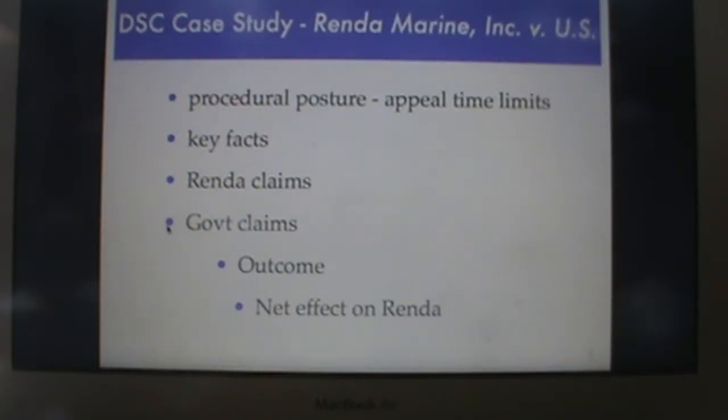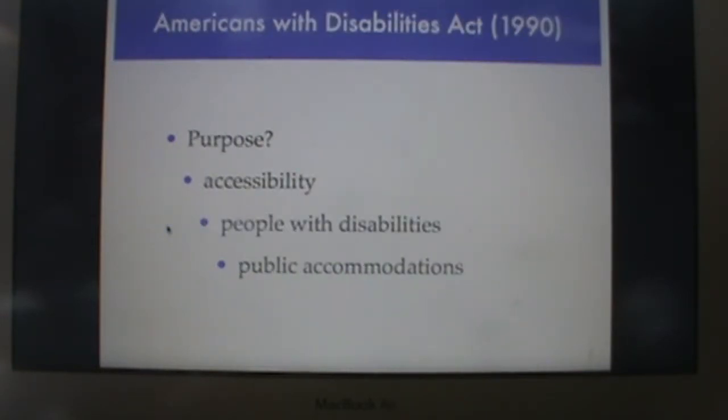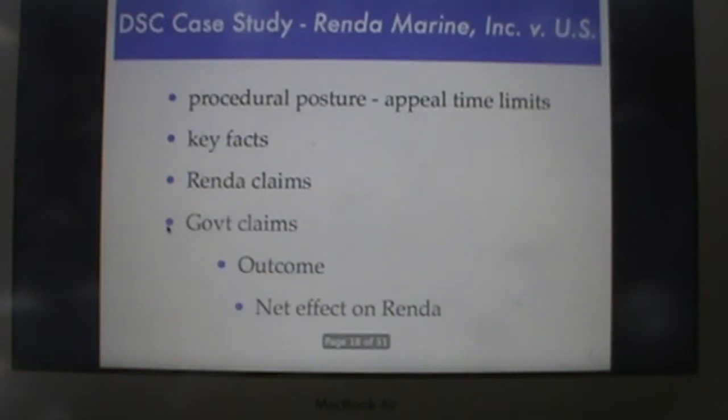So one thing to know about these differing site condition claims is they're very fact specific, and so reading the Renda case will give you a little bit of an idea of how closely the court will look at the facts in order to determine whether it's a valid differing site conditions claim.